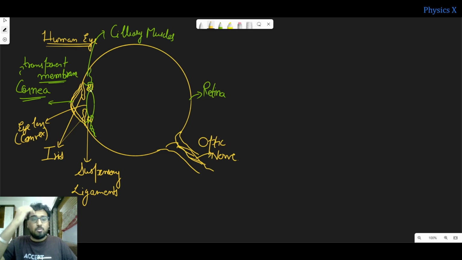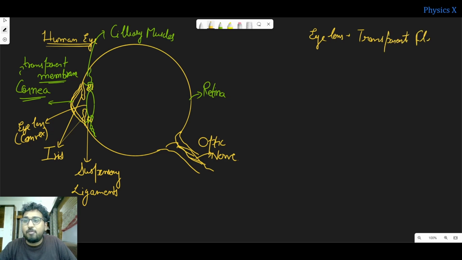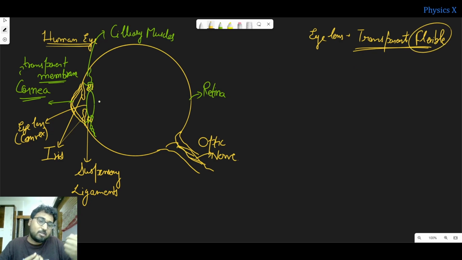The eye lens is made up of a transparent, flexible, jelly-like crystalline material. It is a stretchable kind of material which is transparent. And the retina acts as a screen. So this is your screen.